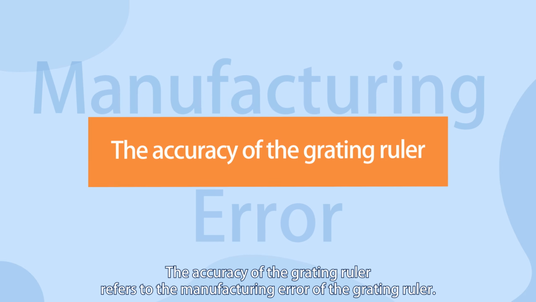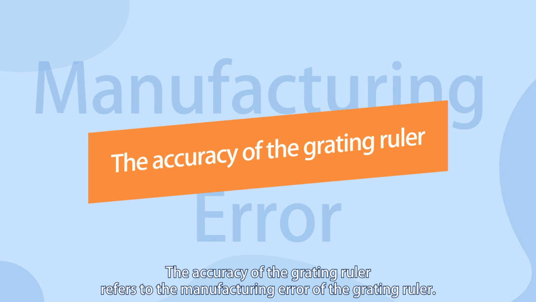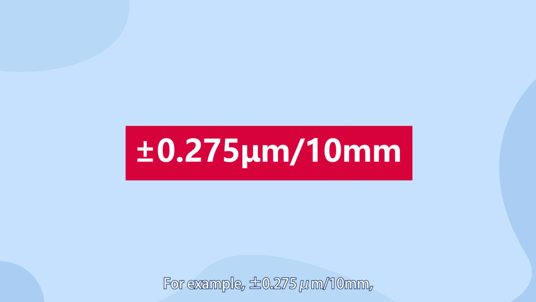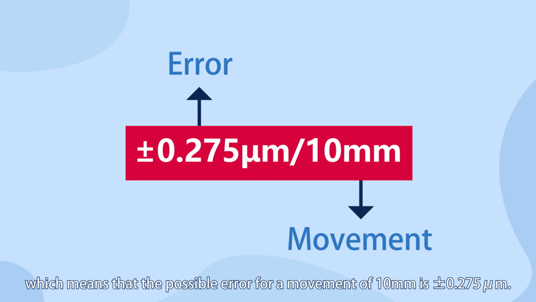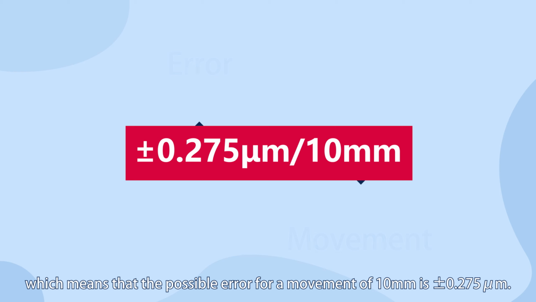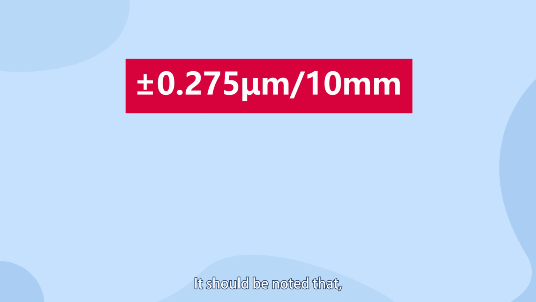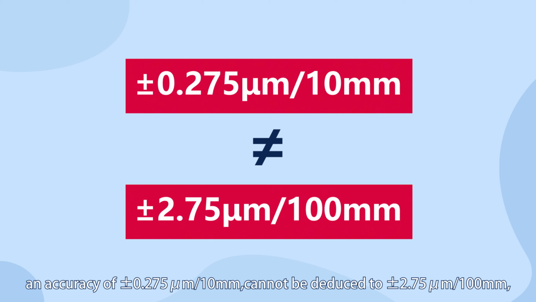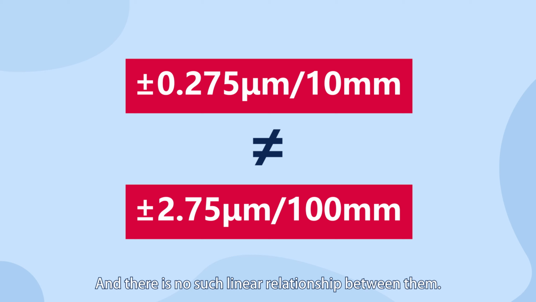The accuracy of the grating ruler refers to the manufacturing error of the grating ruler. For example, plus or minus 0.275 micron per 10 mm, which means that the possible error for a movement of 10 mm is plus or minus 0.275 micron. It should be noted that an accuracy of plus or minus 0.275 micron per 10 mm cannot be deduced to plus or minus 2.75 micron per 100 mm, and there is no such linear relationship between them.